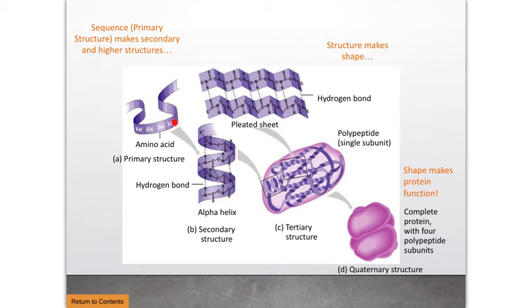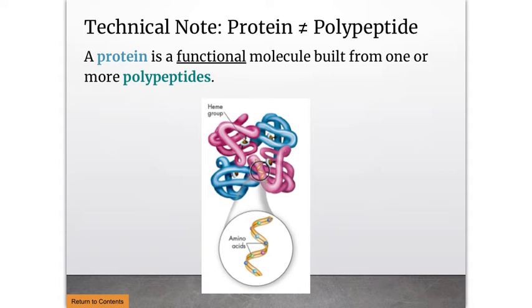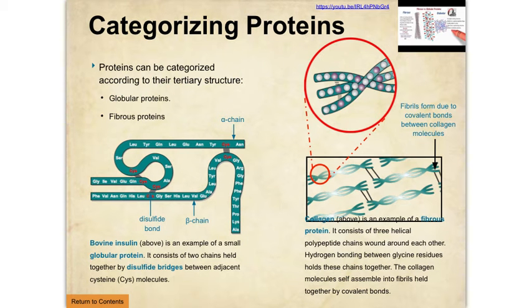And here you go. So here is a primary structure, secondary structure, then you have a tertiary structure where they come together, and then a quaternary structure. Okay, a protein is a functional molecule built from one or more polypeptides. So you can have multiple subunits. Each of these is one polypeptide, and a functional protein can have multiple subunits in it.